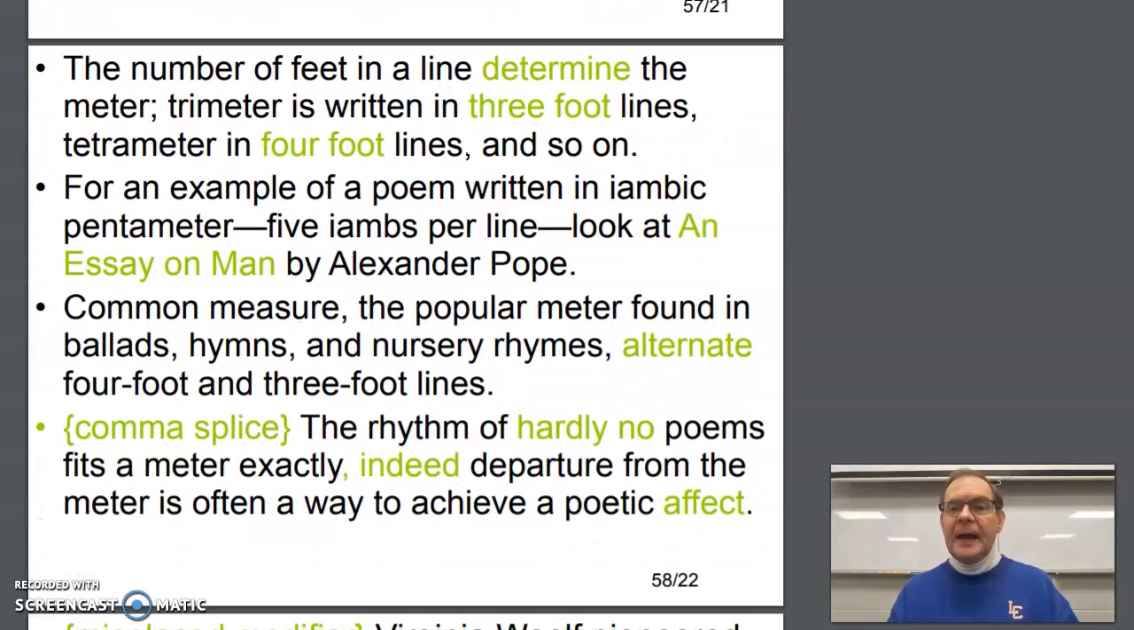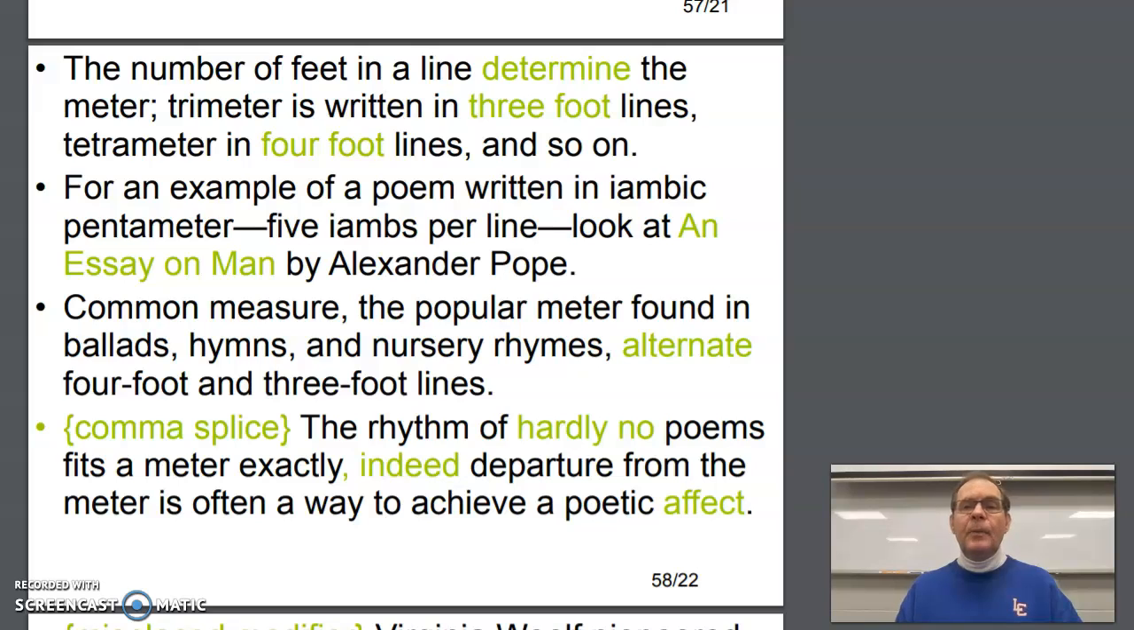Set number 58 or 22. The number of feet in a line. So number is my subject. What does the number do? The number determines the meter. Semicolon. Trimeter is written in 3-foot lines. Tetrameter in 4-foot lines, and so on.